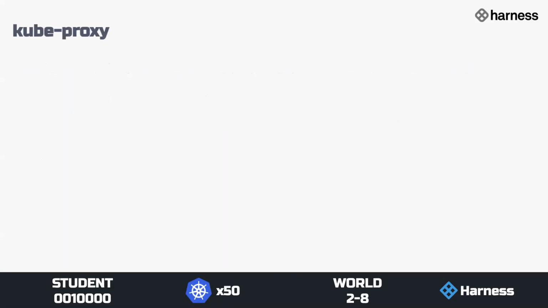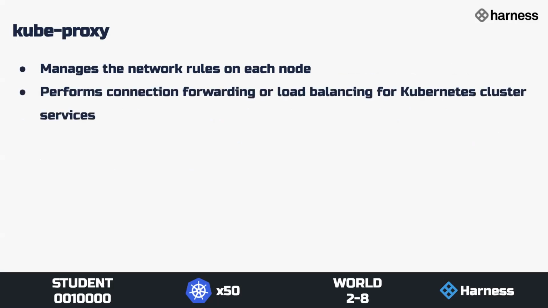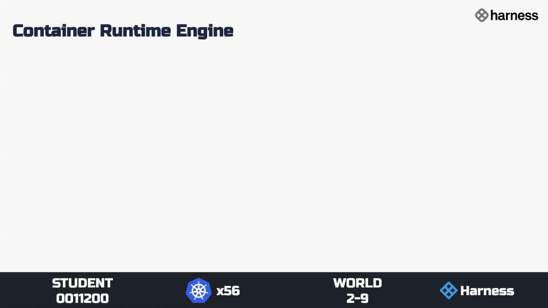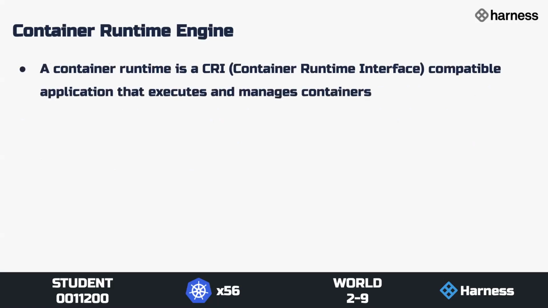There's one more agent that handles the networking side, which is the kube proxy. A kubelet and a kube proxy exist on every single node and make sure that all of the network is actually handled appropriately. The last thing is the container runtime engine. It's a container runtime interface compatible application. It executes and manages your containers.